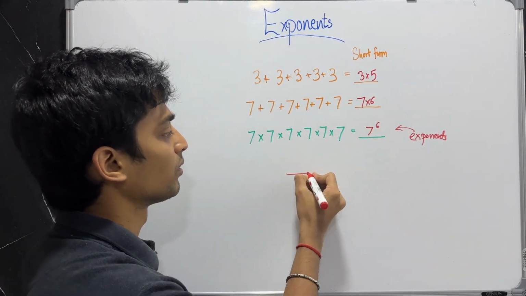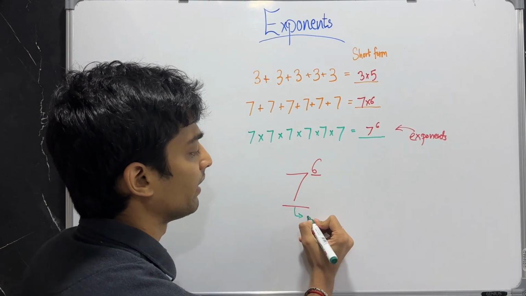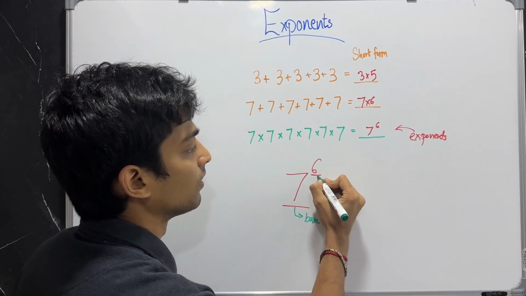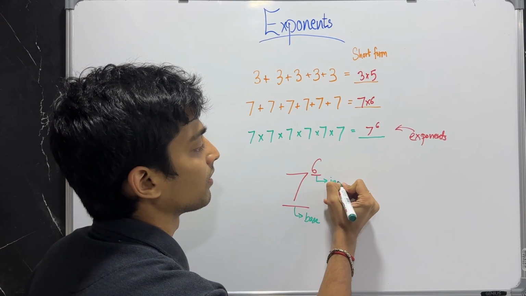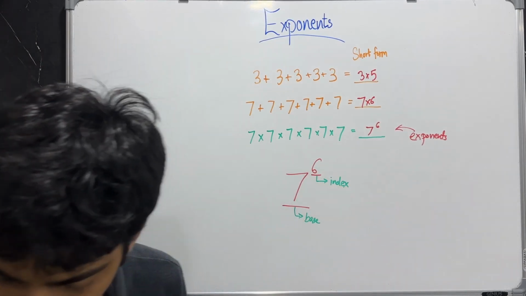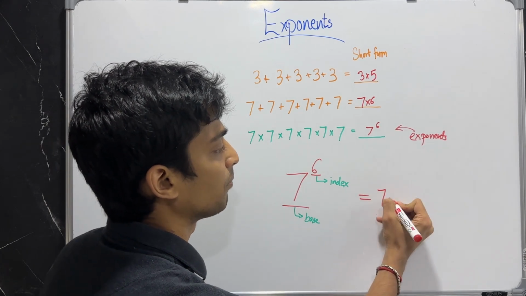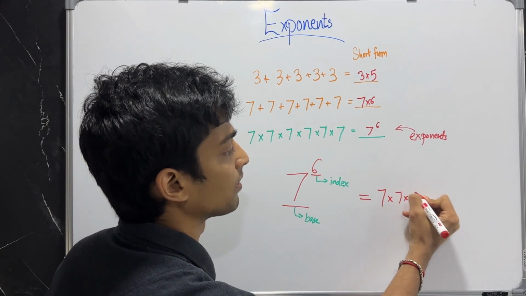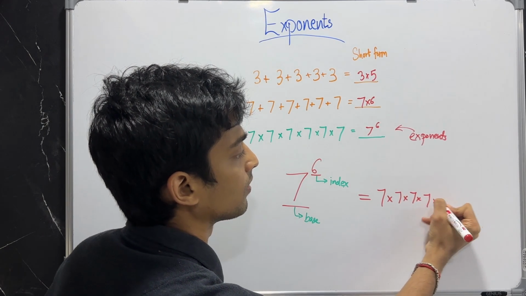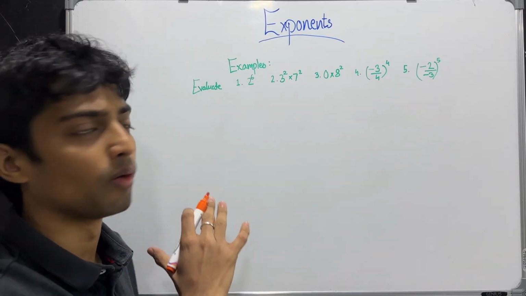So here 7 raised to 6, 7 and 6. 7 is the base, 6 is called the index, and this we can write as 7 multiplied by itself 6 times. So these are the example sums we will be solving.